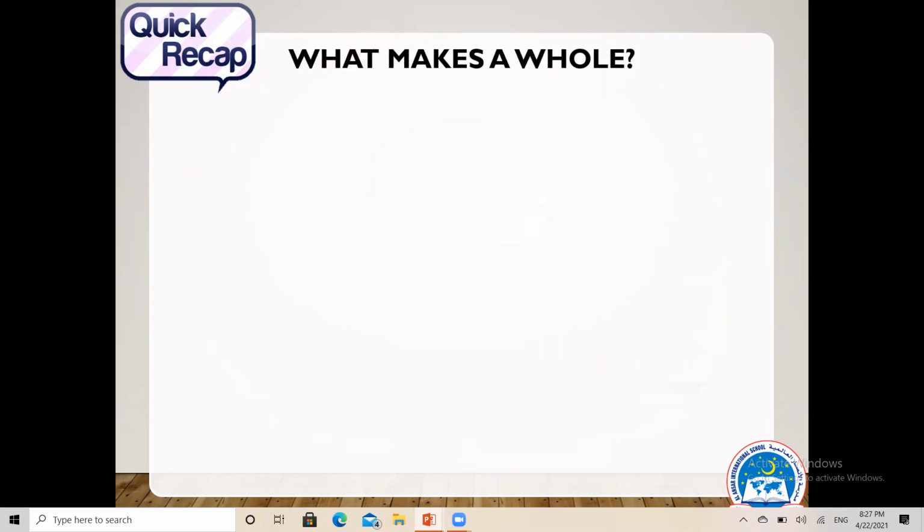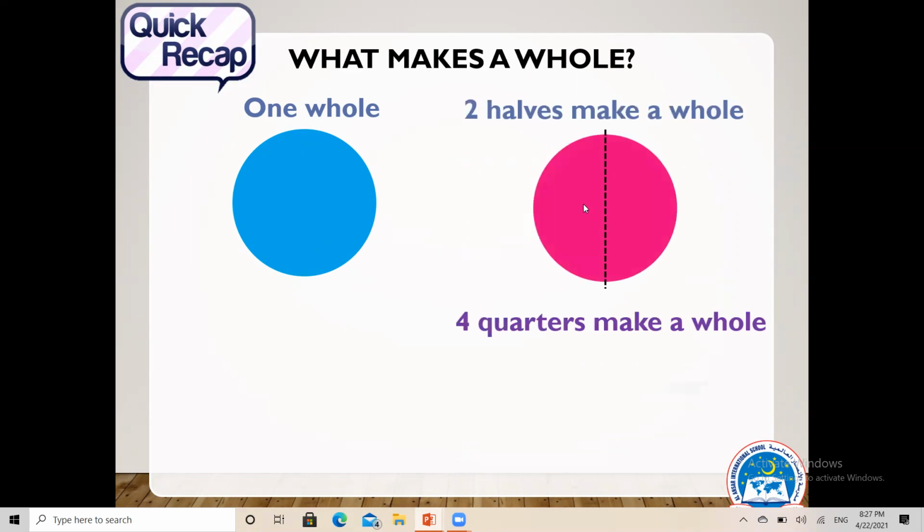What makes a whole? Look at here. I have one whole. Look at the circle here. It's one whole. Now here I cut the circle into two halves. I have one half over here, and this is half of the circle. So I have two halves. When I put the two halves together, it will make one whole.